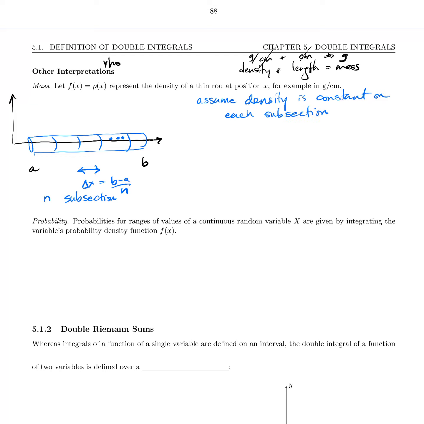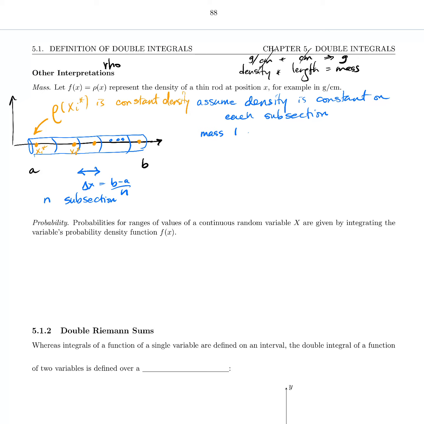Perfect. If the density is constant, then we can multiply it by the length. But wait, how do we get the density value? The density has to be evaluated, so we're going to pick some sample points, x1 star, x2 star, etc., and we're going to assume that the density, so rho or f of xi star, is the constant density. So instead of constant height, constant density, but evaluated exactly the same way by plugging a sample point into the function.